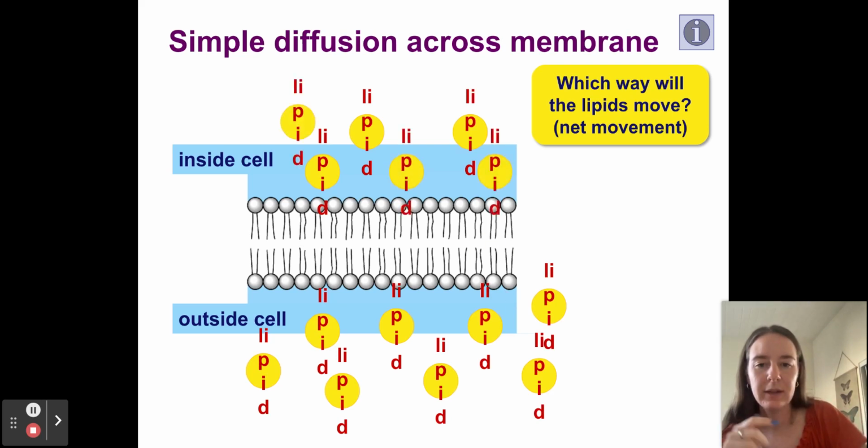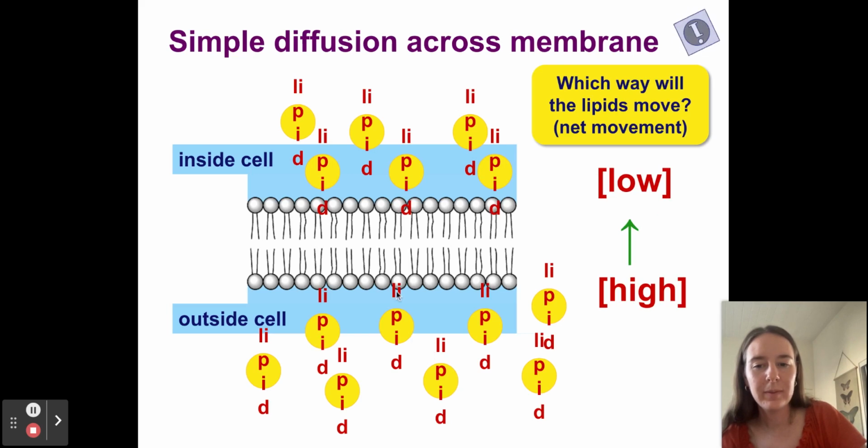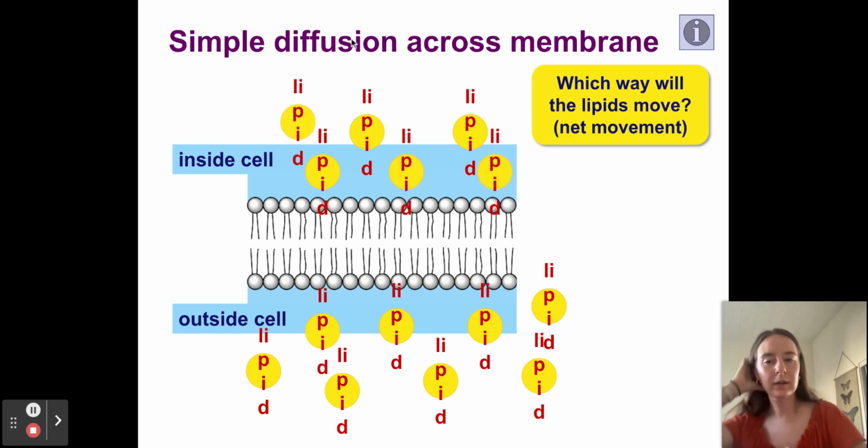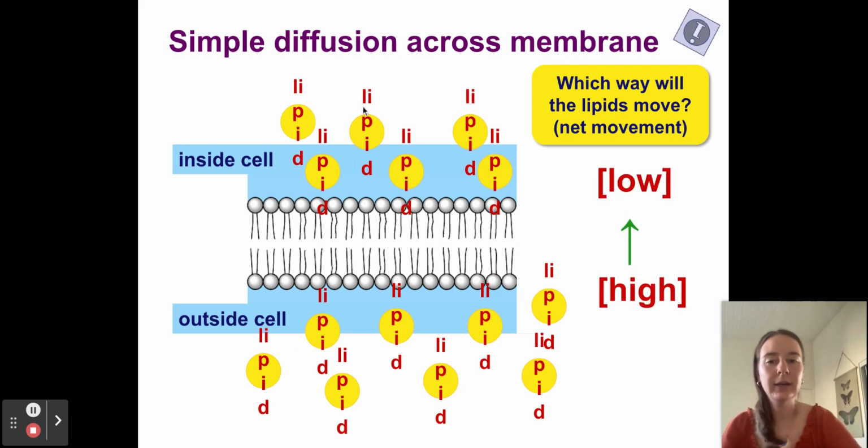Notice here that they're going to end up moving from the outside of the cell into the cell. So if you go back here, there's a higher concentration of lipids on the outside, and they're going to be moving across their concentration gradient from high to low concentration. So they're going to be moving inside the cell.